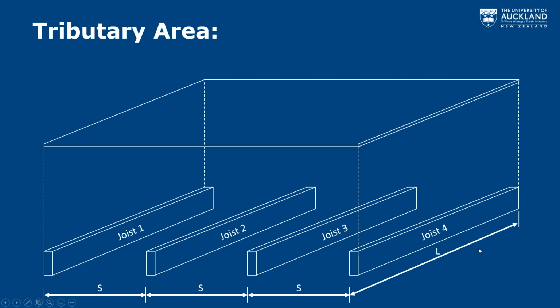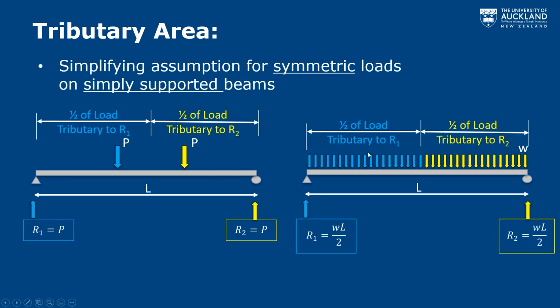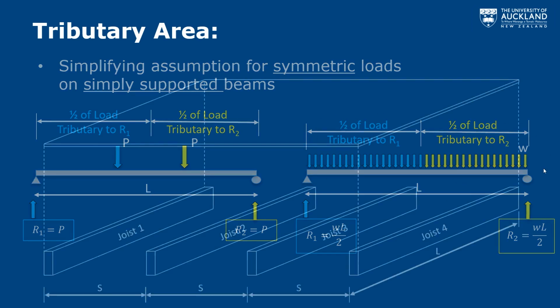So, as we saw in our previous example, we expect that it's going to have to do with simply supported beams. It's going to be roughly half the load is going to go to one reaction, half the load is going to go to the other.